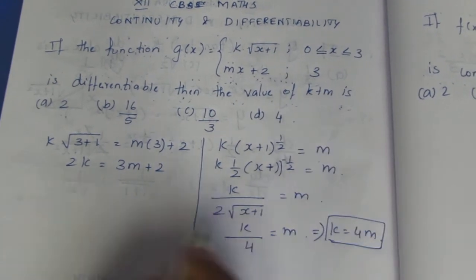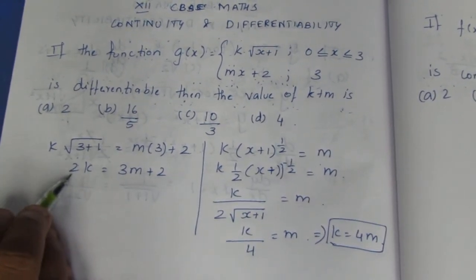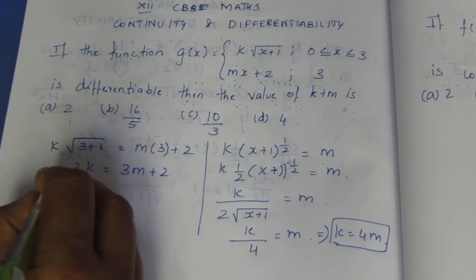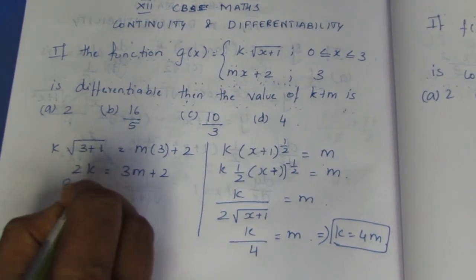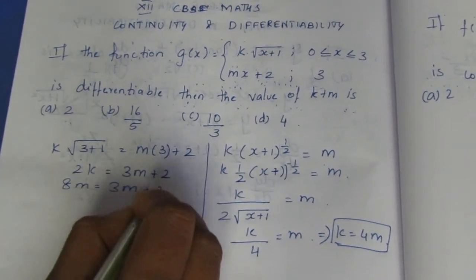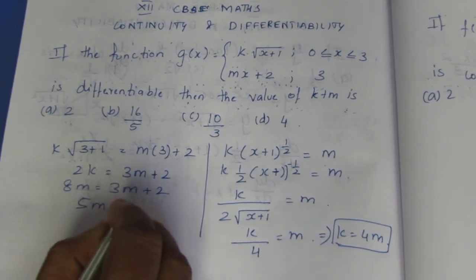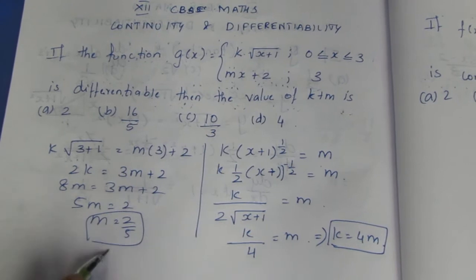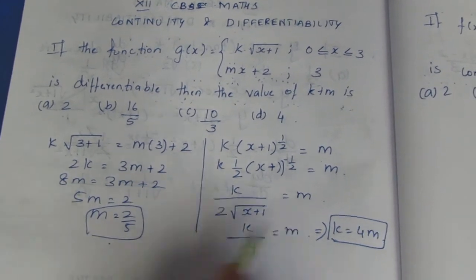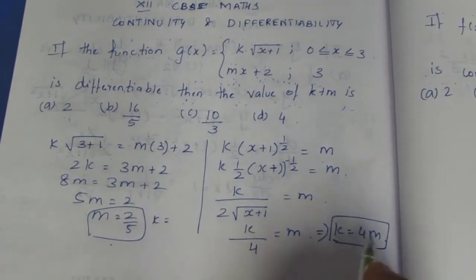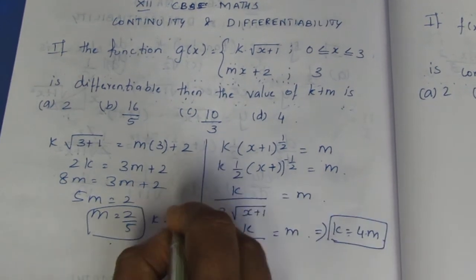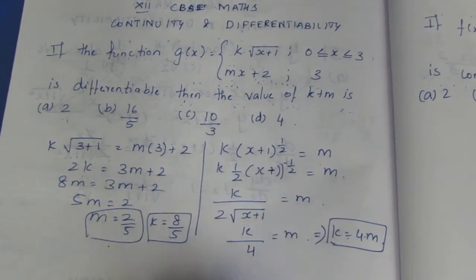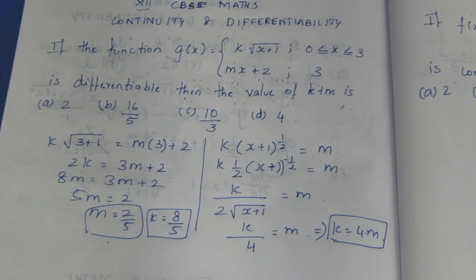So substitute k equal to 4m here. If I substitute here, it becomes 4 2s are 8m equal to 3m plus 2, and 5m equal to 2, m is equal to 2 by 5. So we have got the value of m as 2 by 5. If I substitute here, k will be equal to 4 2s are 8 by 5. So we have got the m value and the k value.